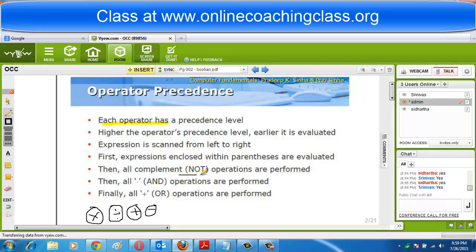See, here the highest priority is NOT. If we find any NOT operator in our algebra, we have to do work with this first. Then we have to find whether any AND operator is there or not. If we find any AND operator, then we have to do work on that. And lastly, we have to find the OR operator. So the hierarchy is, first is NOT, second is AND, and third is OR. Is it clear?